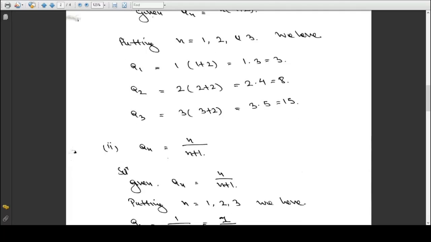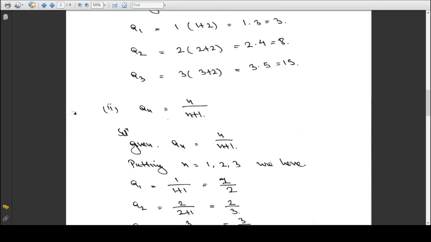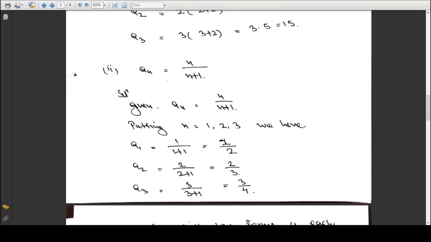Here also, to get the first, second, and third terms, we will substitute the value of n by 1, 2, and 3. Putting n equal to 1, a1 is 1 divided by 1 plus 1, that is 1 over 2. Then a2, instead of n you put 2, that is 2 divided by 2 plus 1, that is 2 by 3. Same thing with a3, you will get 3 divided by 3 plus 1, that is 3 by 4.